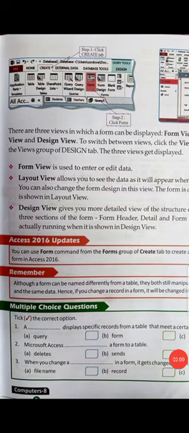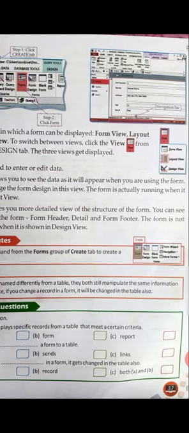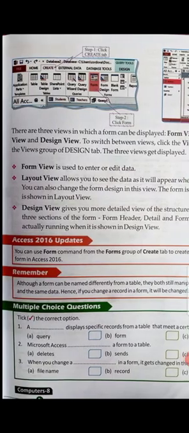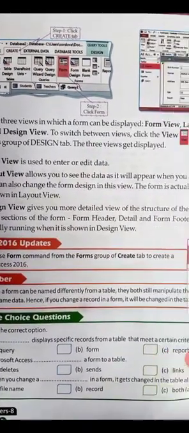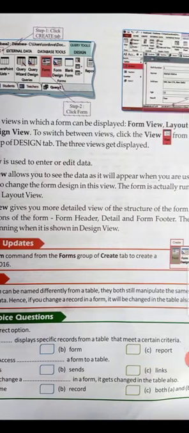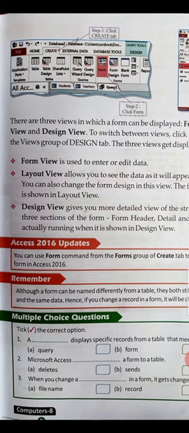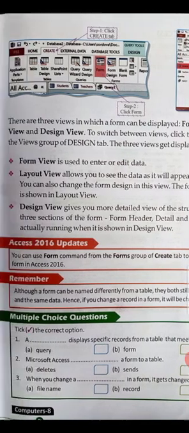Here, first of all, click on the create tab. After that, click on the form. This is our form window. There are three ways in which a form can be displayed: form view, layout view and design view. To switch between views, click the view group of the design tab. The three views get displayed.